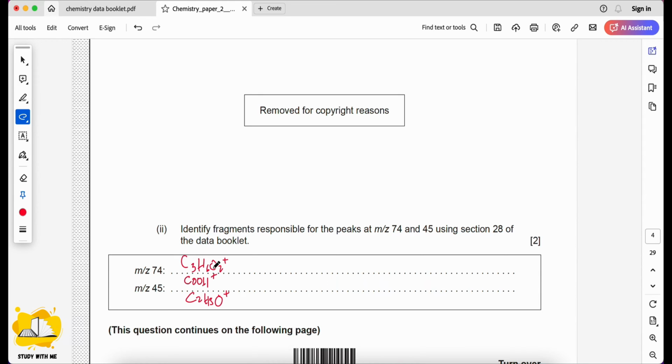So something that I can explain here is why 74 is C3H6O2. If you calculate the molar mass of C3H6O2, that would be 74. The same goes for COOH: 12 plus 16 plus 16 plus 1, that would be 45, or C2H5O, also that would be 45. But usually the compound itself gives the highest number, so most probably the compound would be C3H6O2.